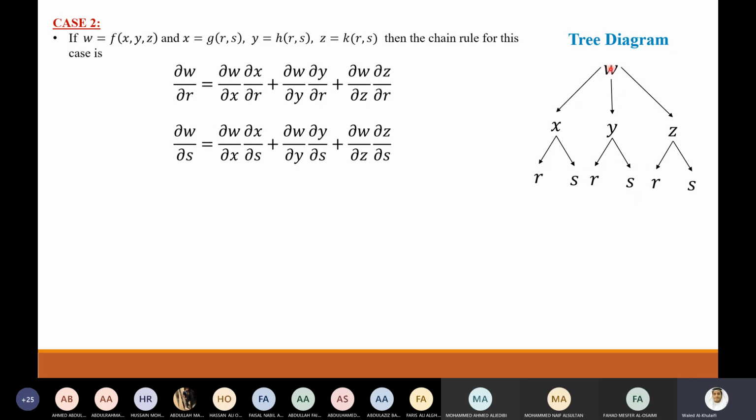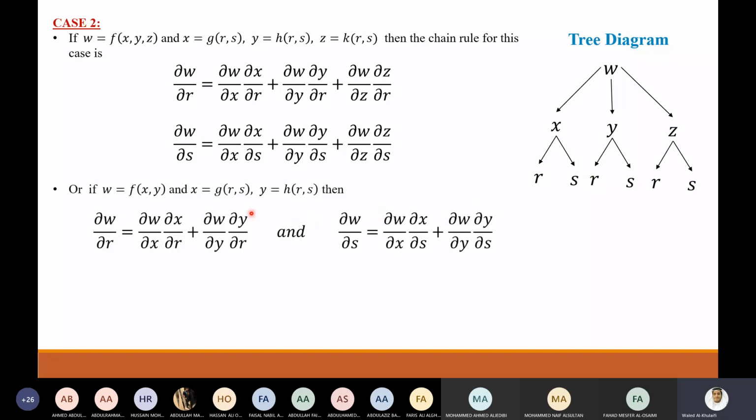So then you say the derivative of W with respect to r is partial W by partial X times, when you connect 2 arrows you need to multiply, partial X by partial r, which is this term. Then you say plus partial W by partial Y times partial Y by partial r, which is this, plus partial W by partial Z times partial Z by partial r, which is this. And similarly, you will do the same for s. So you don't need to memorize this. Draw the tree, and you will get it right away.